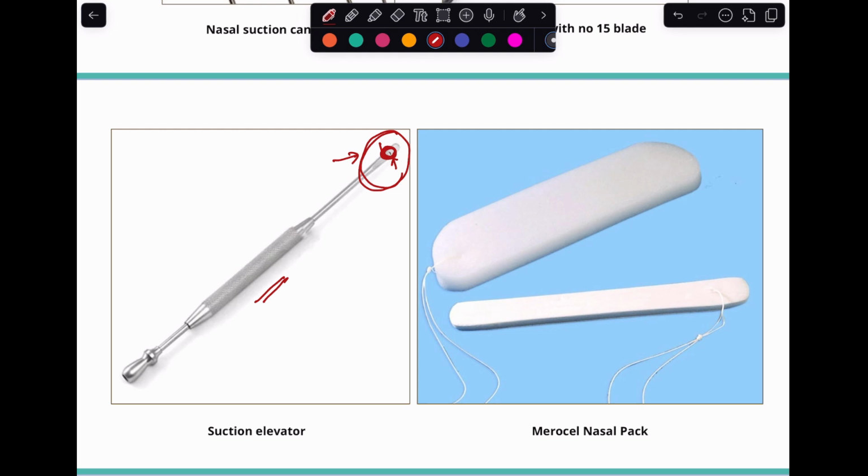And lastly, we have the Merocel nasal pack over here. Merocel nasal pack is used at the end of your septoplasty. We usually insert it and keep it to give support to the corrected nasal septum that you have just performed. So we usually remove the nasal pack after about 48 hours of surgery. And this is very easy to remove with the help of these threads that are tied at the edge of it. So that's all about the different instruments that we use in septoplasty.